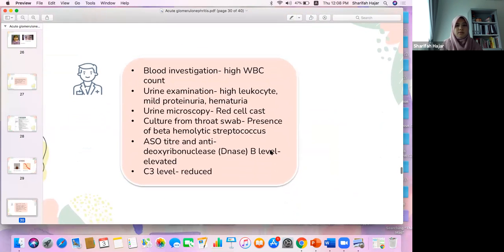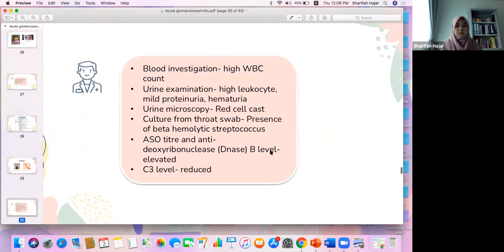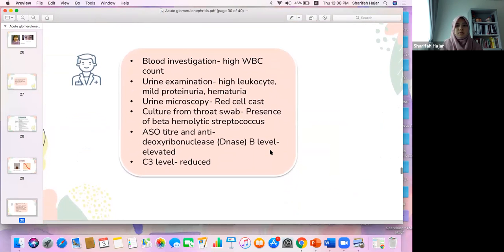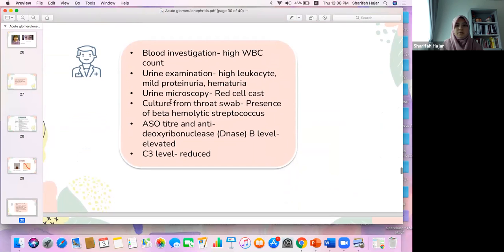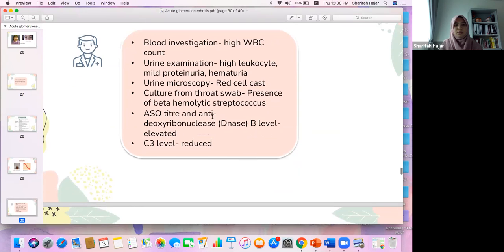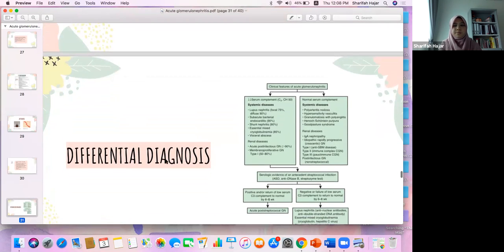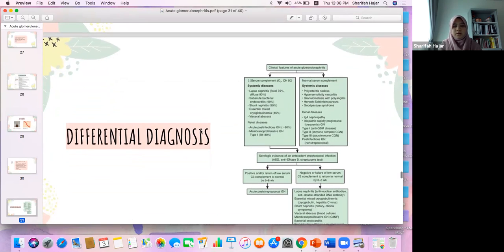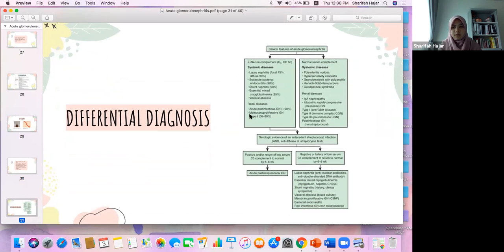Okay, this patient shows high white blood cell, high leukocyte, proteinuria, hematuria, and then the culture of the throat swab shows presence of streptococcus. So it may suggest acute post-streptococcal glomerulonephritis. Okay, and the C3 is also reduced. Okay, for differential diagnosis.